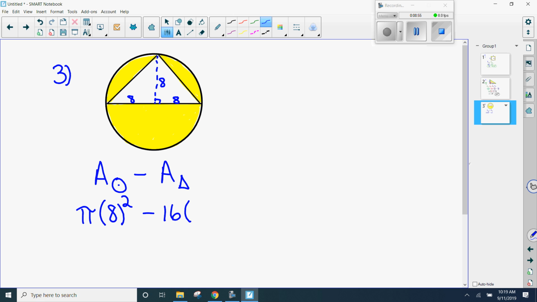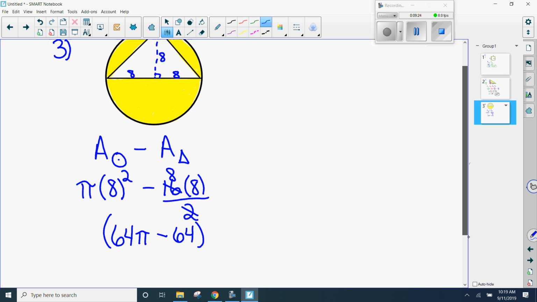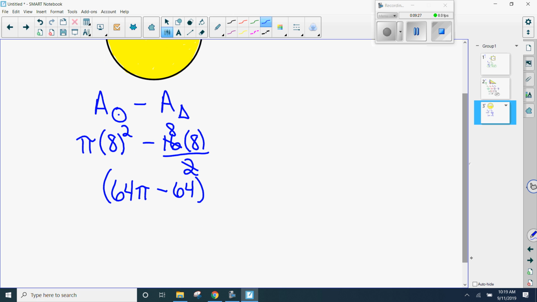The base is 16, the height is 8, and you divide by 2. 2 goes into 16 8 times. What's 8 squared? 64. So you have 64 pi minus 8 times 8, which is 64. You don't just come out with pi, because you would have to multiply 64 times 3 first and then subtract 64 from it. So this is what you cannot do. You can't group those together. Pi terms are separate from whole numbers or integers. Centimeters squared.